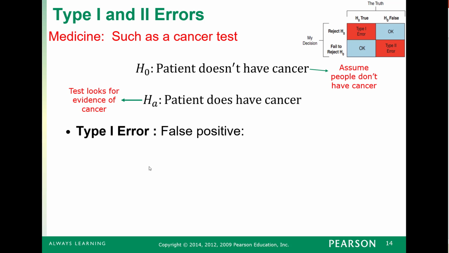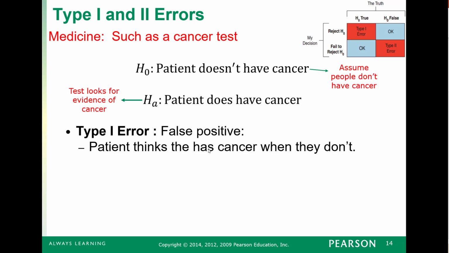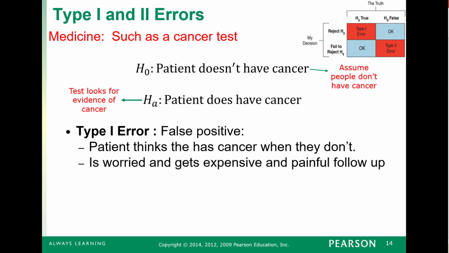So in our case then, a type 1 error is always going to be a false positive. The test comes back positive, meaning it's going to say that the person does have cancer, but it's false, so that means the patient really doesn't. So a patient's going to think they have cancer when they really don't have it, which means they're going to be stressed out for a couple of weeks.